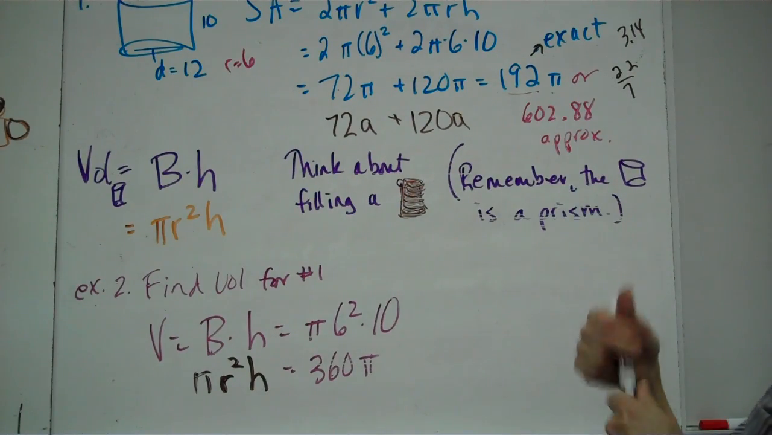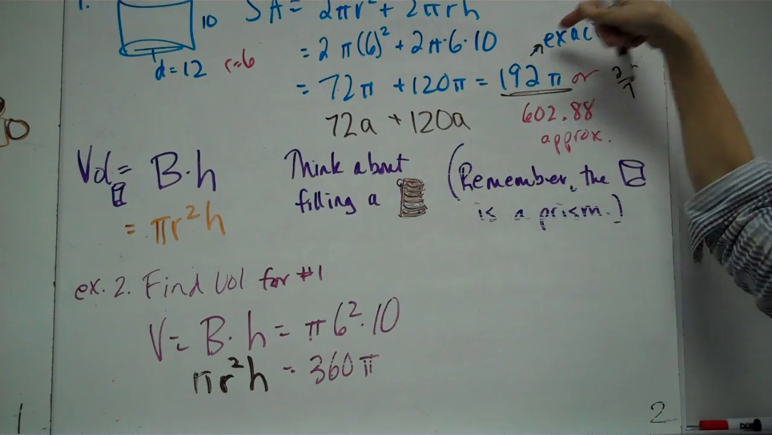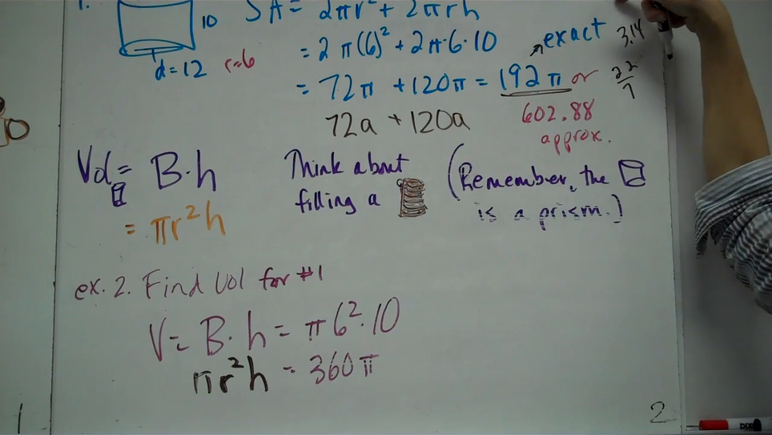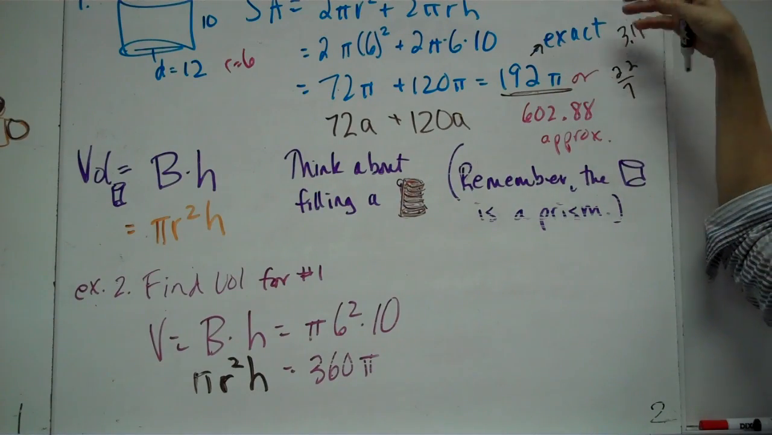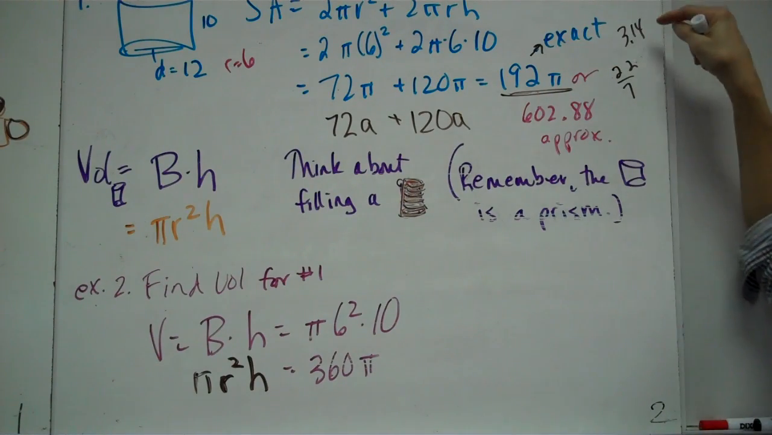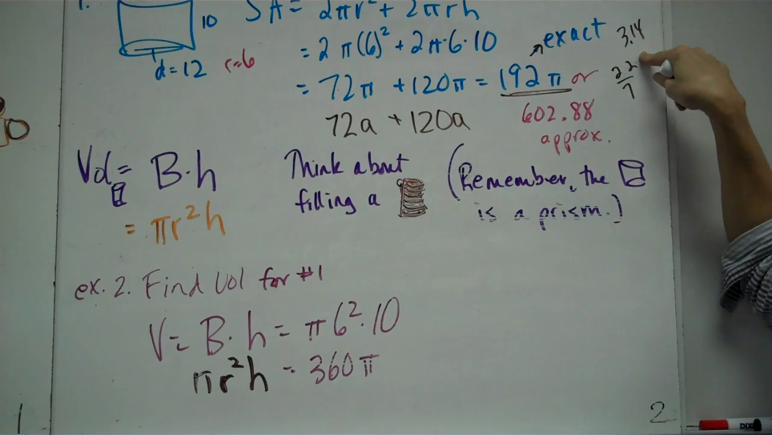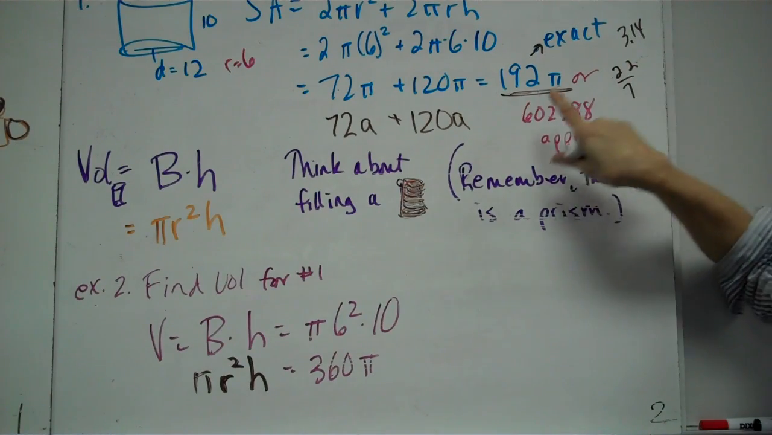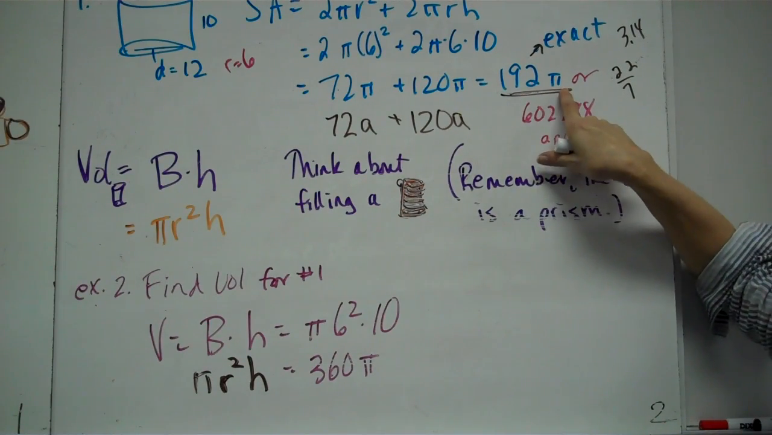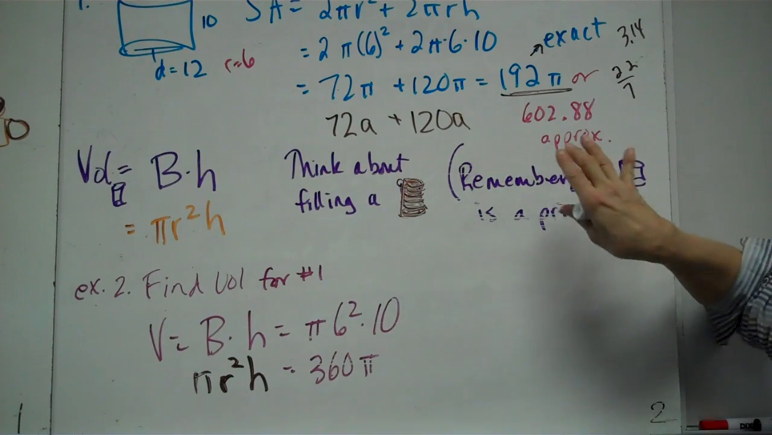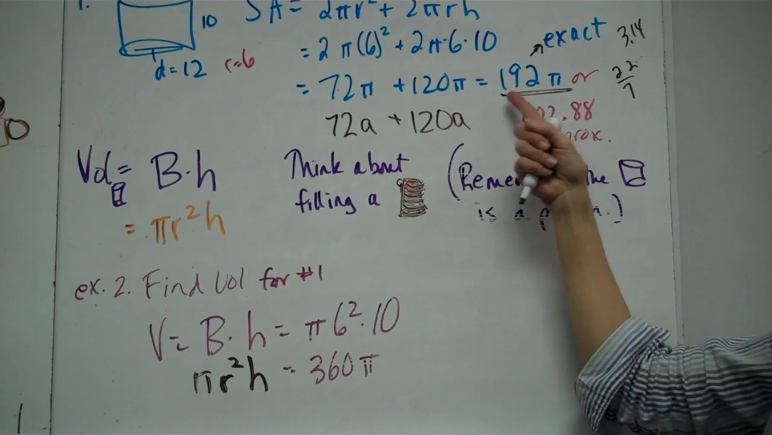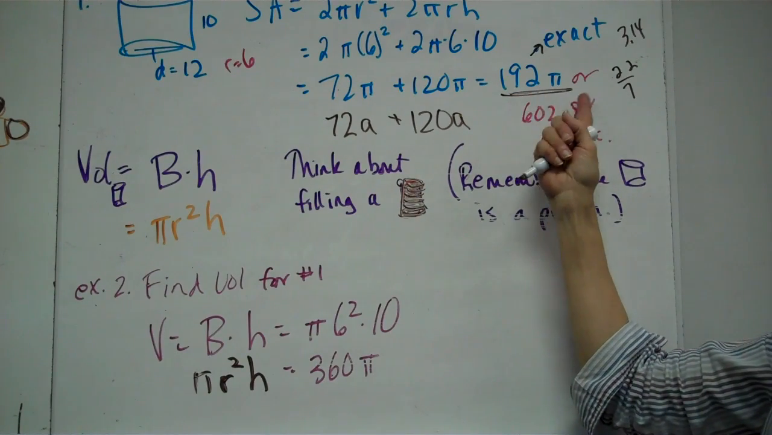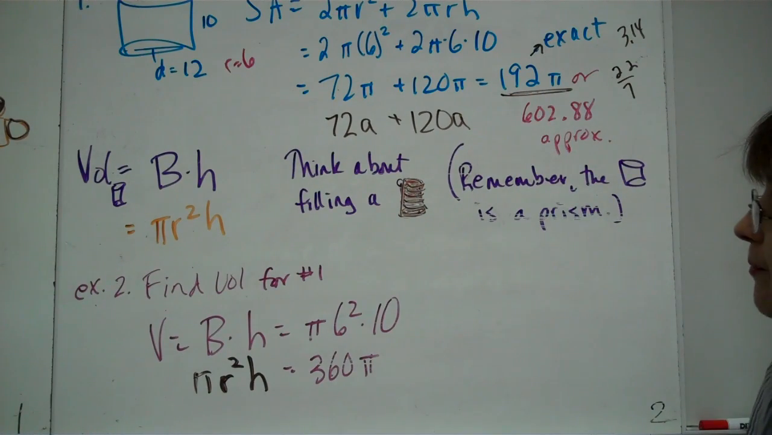Now, when you leave it in this form, this is the exact answer. Sometimes they'll say, give us the exact answer, and that means they want you to keep pi as pi. Sometimes they'll say, give us an approximate. When it's an approximate, that's when you substitute 3.14 in for pi, or 22 over 7. Here I just multiplied 192 times 3.14, and I got that answer. And that's an approximate answer. You can think that's about 3, so it would be about 200 times 3, which is about 600, so that's about right.